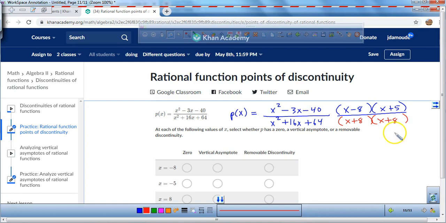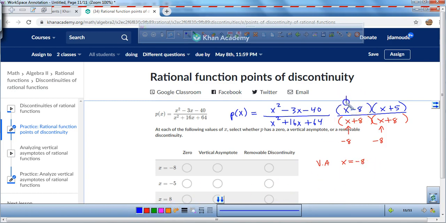Now, from the last video we said that anything that makes the denominator equal to 0 is what's called a vertical asymptote. So there is one number that we could plug in here, negative 8, that would create a vertical asymptote. So I'm going to say we have a vertical asymptote at x equals negative 8.